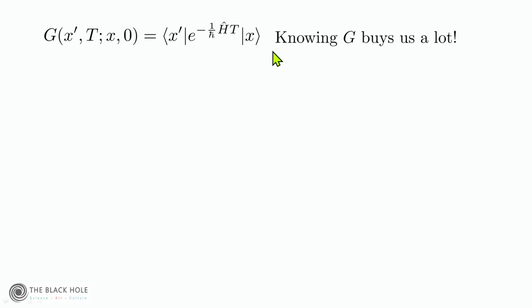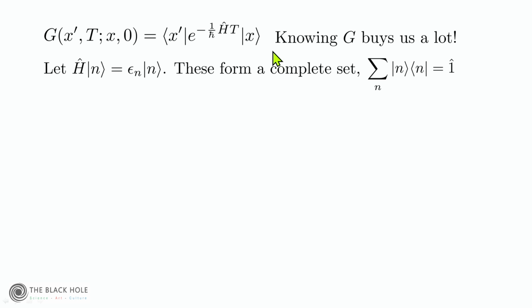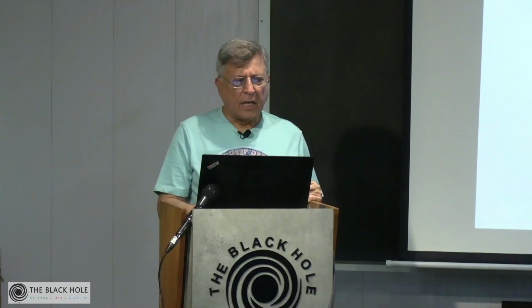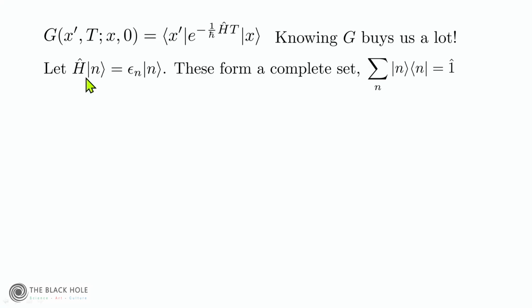And you'll say, why take so much trouble? What do we gain by calculating the Green's function? We've done this for the free particle. We've done this for the simple harmonic oscillator. I'm going to tell you what we gain. So let's take a complete set of eigenstates of the Hamiltonian operator. Call them n. This is the eigenvalue equation for that. These are known to form a complete set. That completeness is here. This 1 is a unit operator. Notice the hat on top.